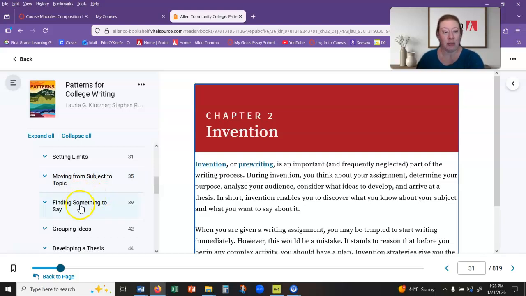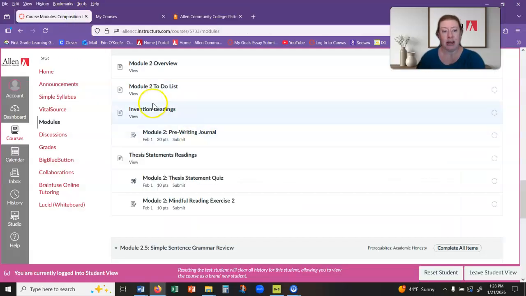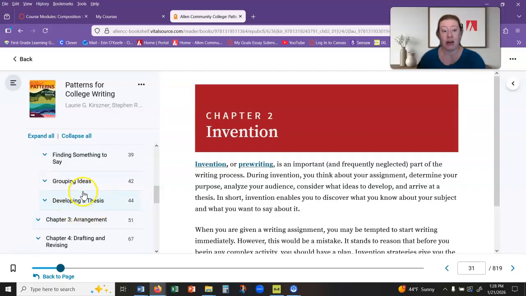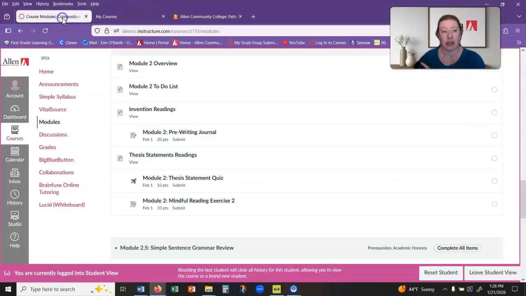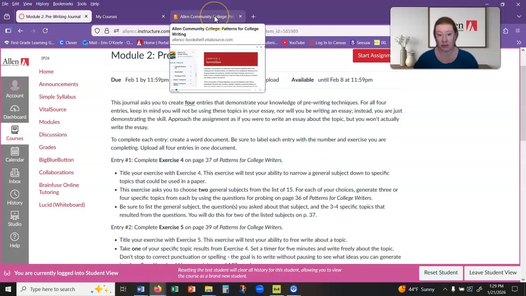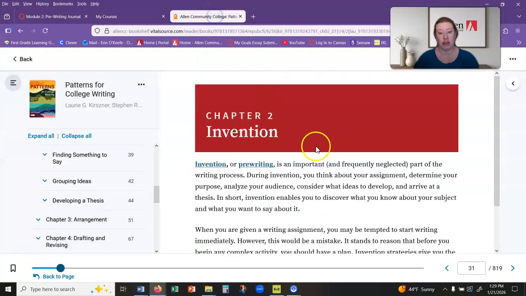And so we're going to be looking at some different techniques here. So for this assignment, after you've done the invention readings, the chapter is divided into pre-writing techniques and then how to develop a thesis. So we're looking at both sections there. This first part is the invention readings, and then you're doing the pre-writing journal. So the journal is you just open up a Word document and you're going to do the exercises from the textbook. It sounds pretty simple, but students for whatever reason tend to get really confused on this one. So you want to make sure that you're following along.